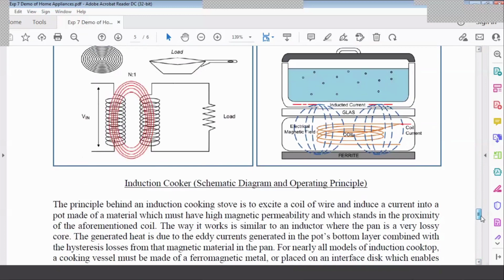Now this is an induction cooker, okay. So how does this induction cooker work? You see this diagram and tell me what you think about this. See this diagram.